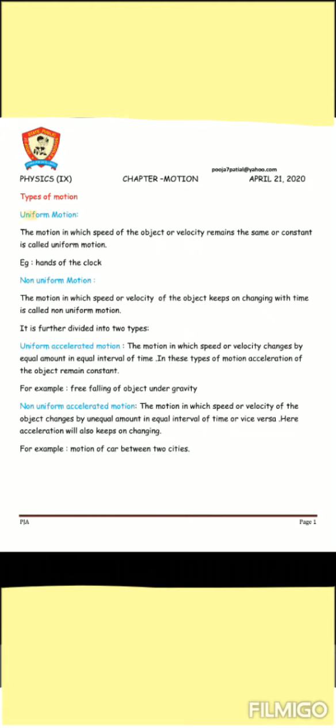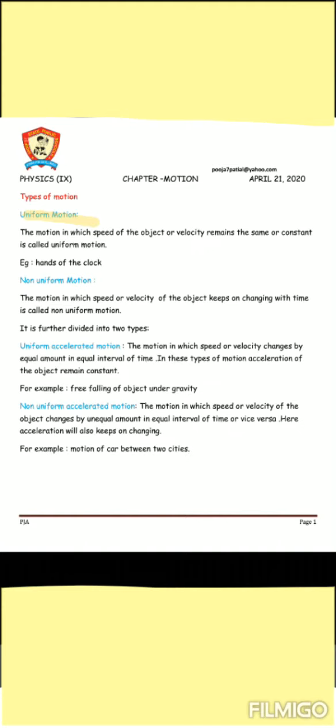What does uniform motion mean? Uniform motion is when the speed or velocity of the object remains constant. That is called uniform motion. For example, the hands of the clock. Here the speed of the hands of the clock is constant. So we can categorize it as uniform motion.